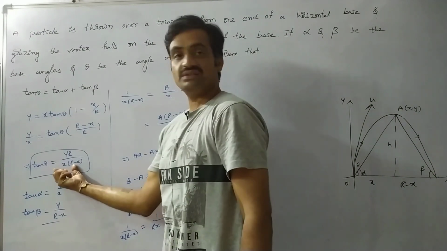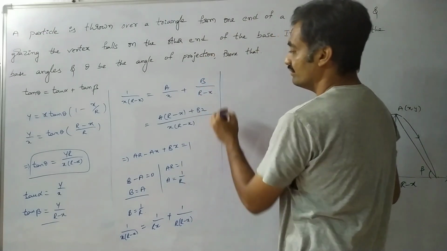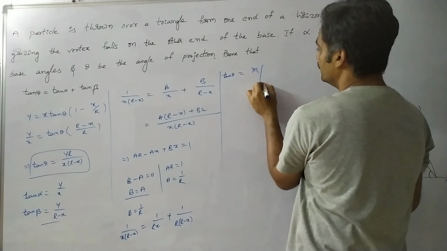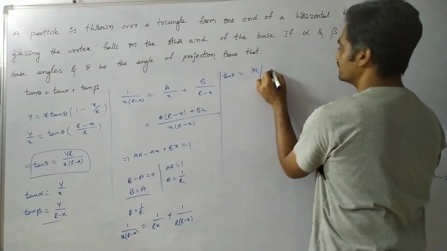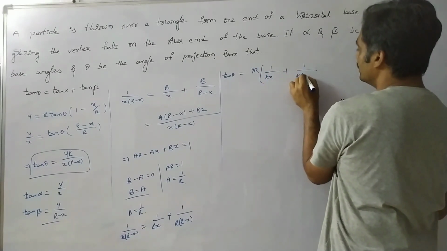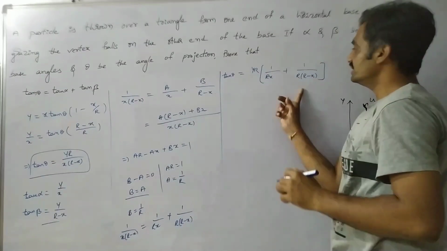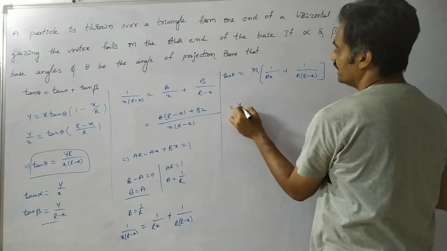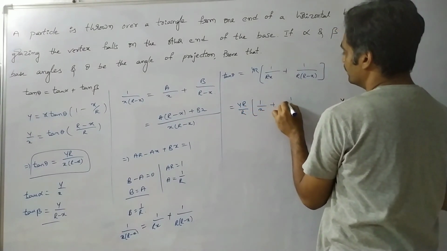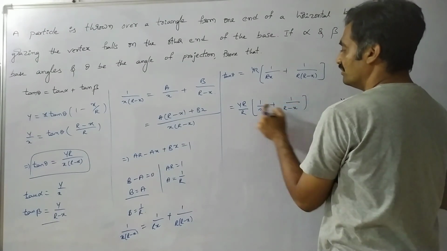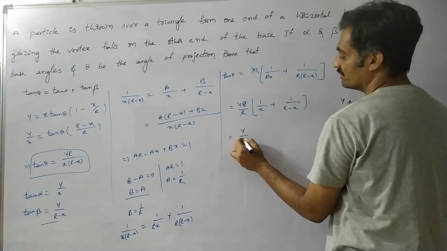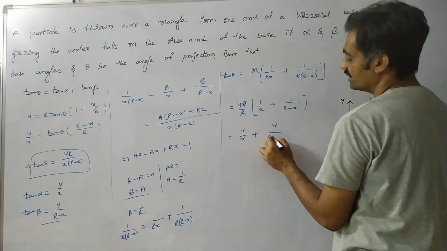So let's substitute this value in this equation. We get tan theta equals y r into 1 by x into r minus x, which can be represented as 1 by rx plus 1 by r into r minus x. Here we can take r as common, so we get y r by r into 1 by x plus 1 by r minus x. Here r and r get cancelled. If I bring y inside, then we have y by x plus y by r minus x.